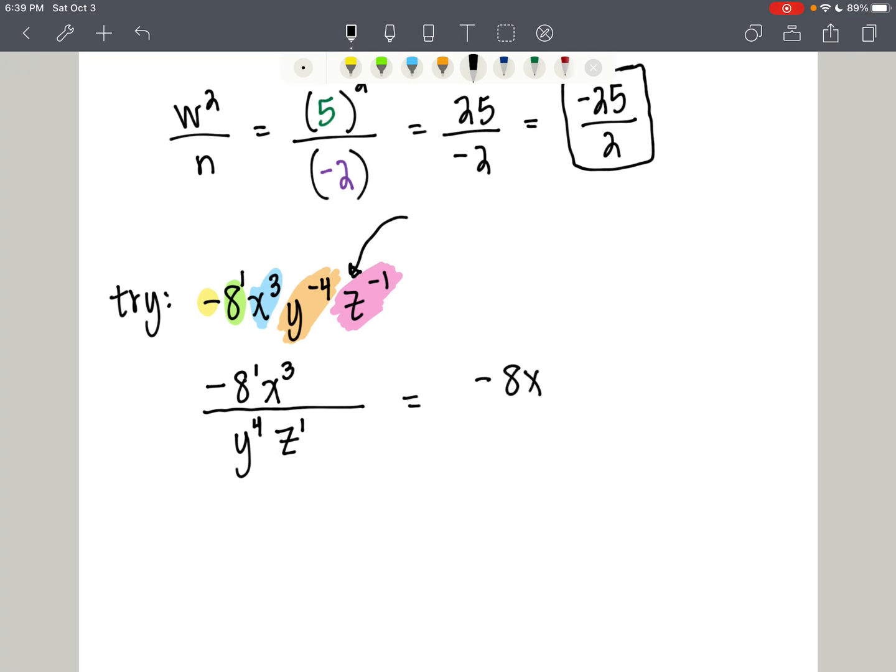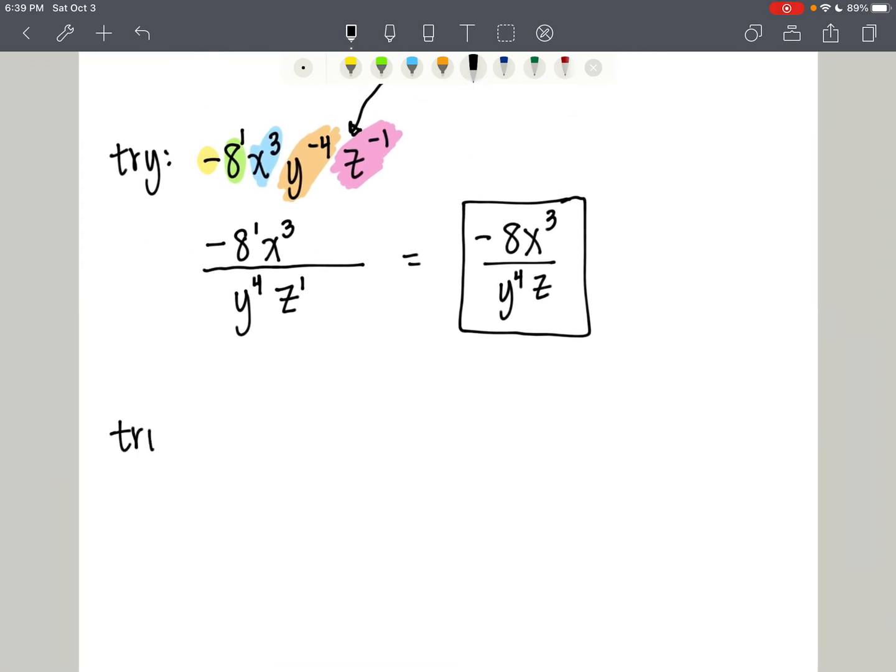So our answer is -8 x cubed over y to the 4th times z. We take away that exponent of 1 because it's not necessary in our final answer. Let's try one more, and if you can get this one, you really know that you've got it and that you're ready to get some practice with the homework. Okay, -4 x to the -2 y to the -3 all over z to the -5.